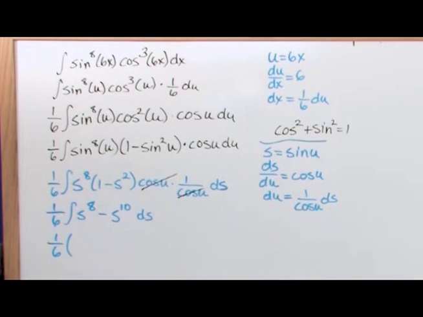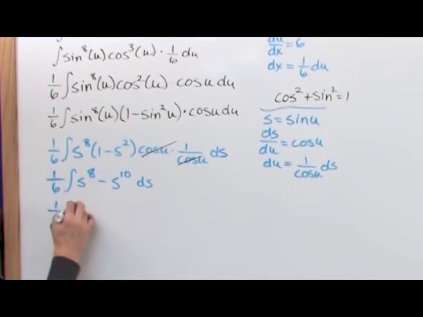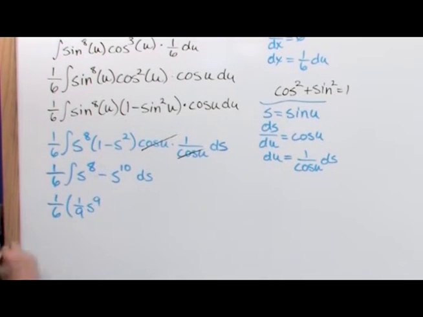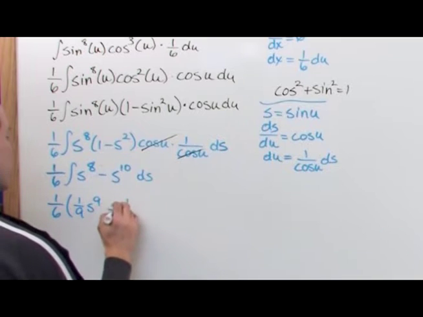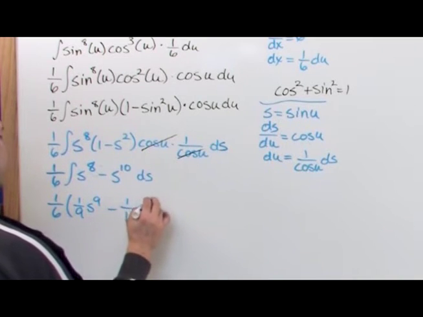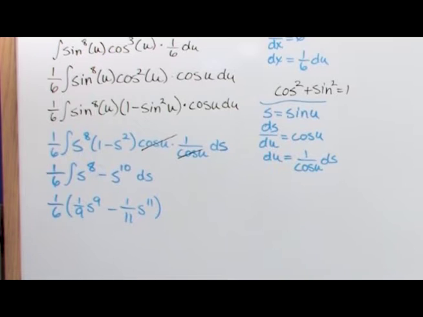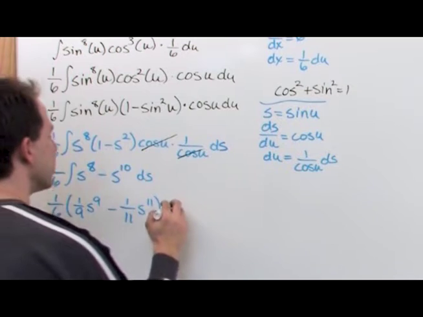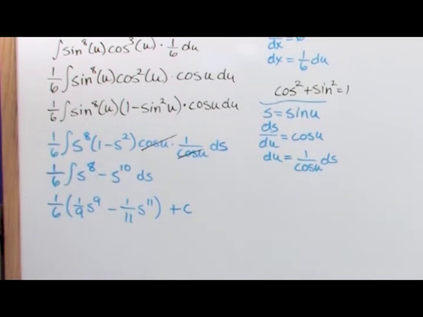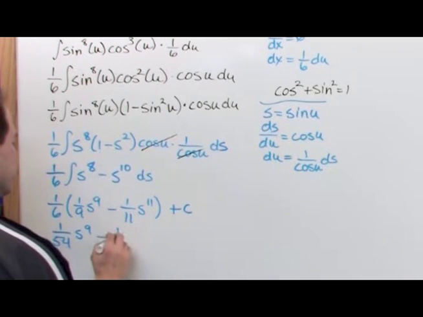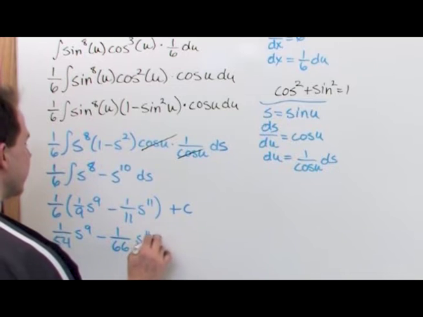So what you'll have here, integration of s to the 8th power is 1/9 s to the 9th. And integration of this is 1 over 11 s to the 11th. That's your simple polynomial rule of integration, 1 over exponent plus 1, s to the exponent plus 1. And of course you have plus c because it's an indefinite integral. So now we just clean up the simplification here. 9 times 6 is 54, s to the 9th, minus 6 times 11 is 66, s to the 11th, plus a constant.